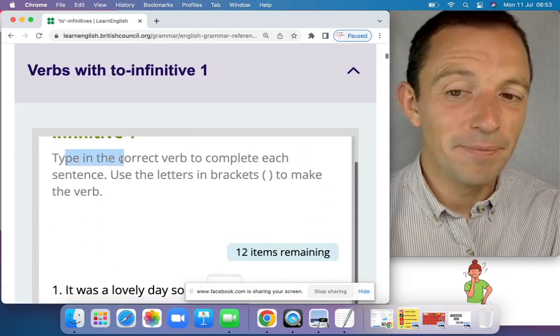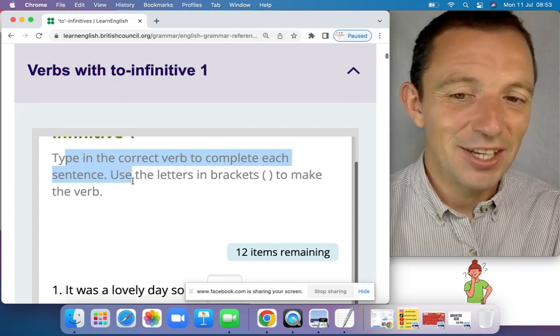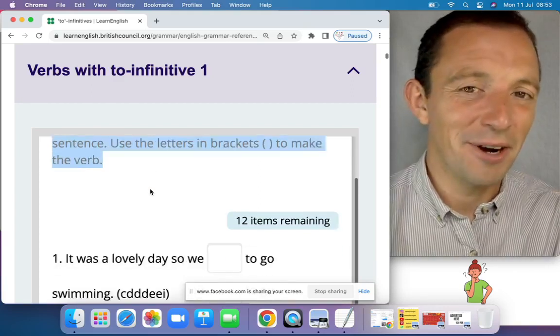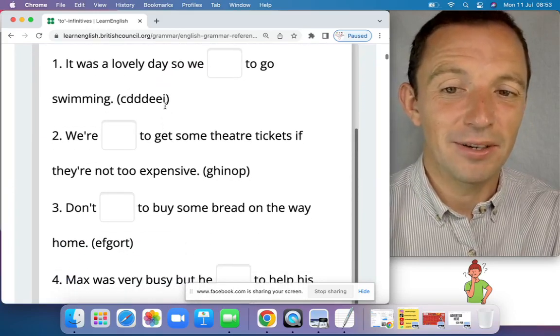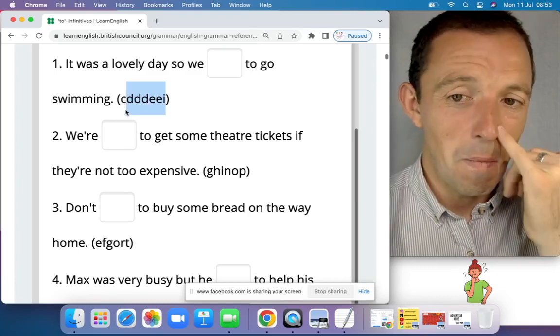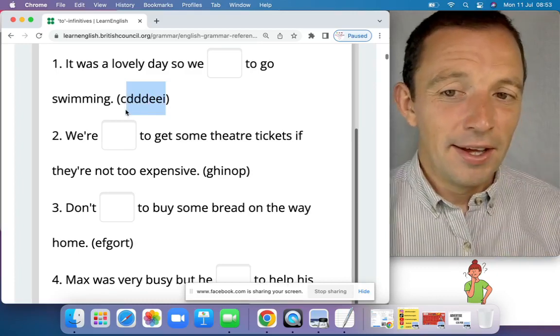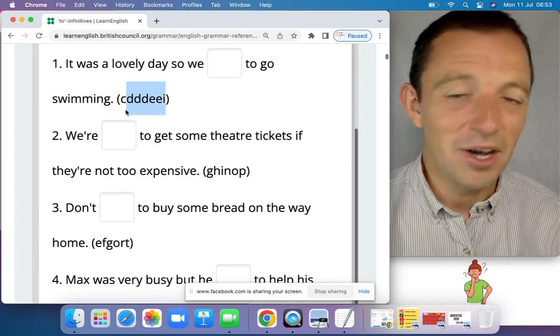Okay, let's look at some exercises. Type in the correct verbs to complete each sentence. Use the letters in the brackets to make the verb. Okay, so here we have the, wow, I don't know what this is. Sorry, yeah, this is a mix, and we need to select the verb from this combination of letters.